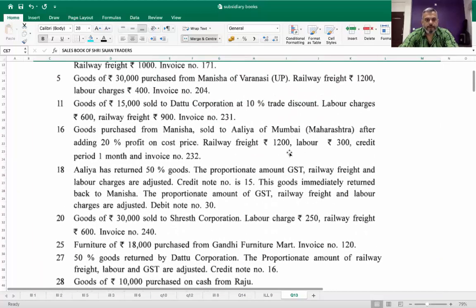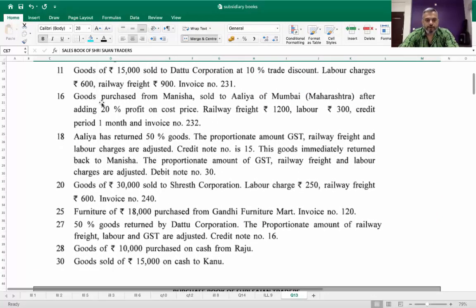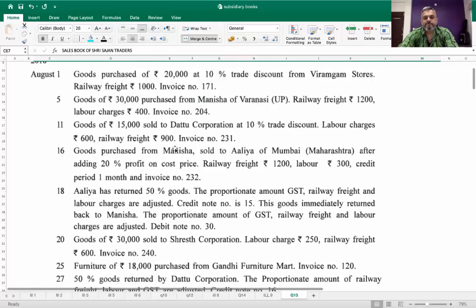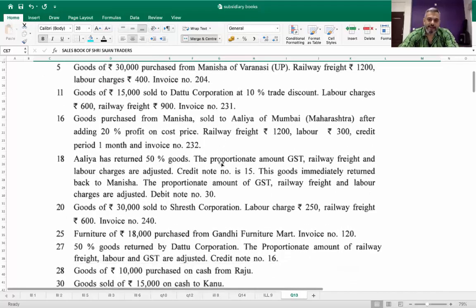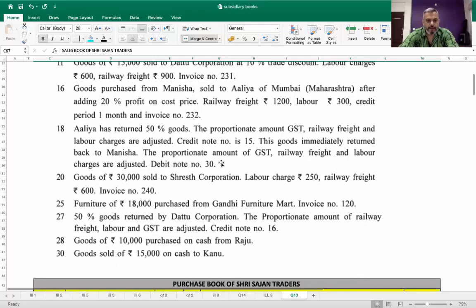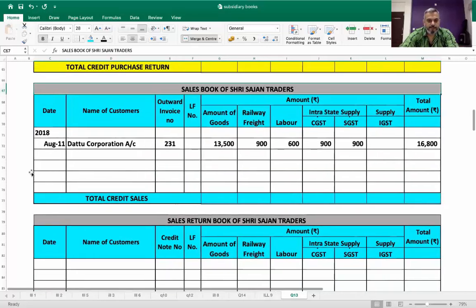Next, 16. Goods purchased from Manisha sold to Alia of Mumbai, Maharashtra after adding 20% profit on cost price. Railway freight 1200, labor charges 300, credit period 1 month, invoice number 232. The purchase from Manisha was already recorded in the purchase book. Now we are selling to Alia of Mumbai, so sales book, 16.